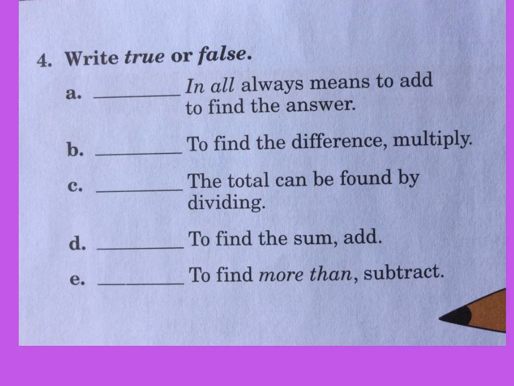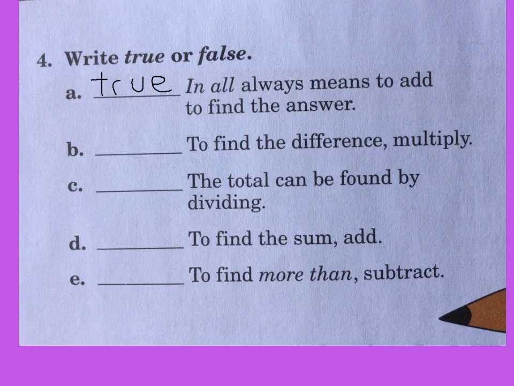And we're told to write true or false in number 4. First one, it says, in all, always means to add, to find the answer. That's true. When you see the words in all, that means to add. So we're going to write true here. Don't just write T or F. You need to write out true.